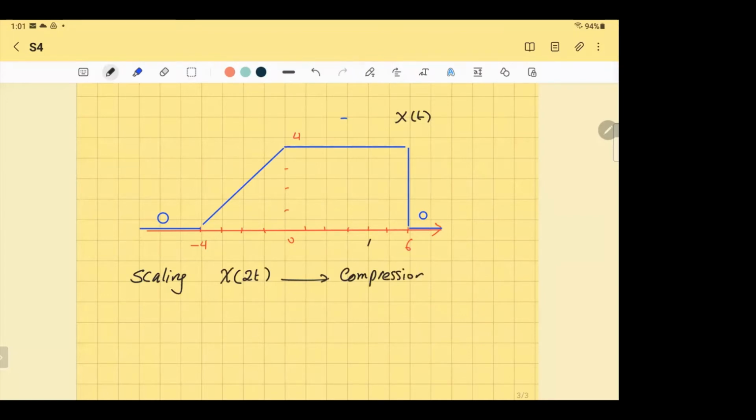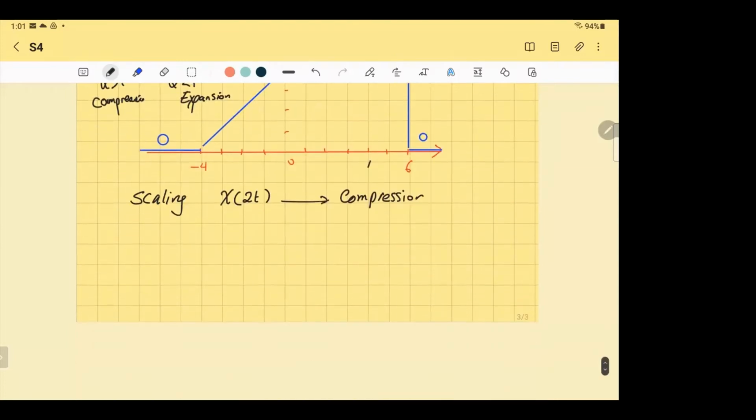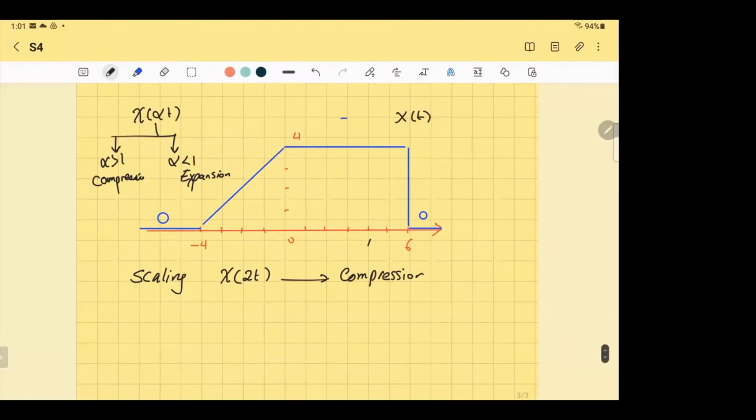Why? Because we said that x of alpha t, alpha has two choices: alpha greater than 1, alpha less than 1. Greater than 1 will make it compression. And less than 1 will make expansion or stretching. Let's do the first one, x of 2t. Alpha greater than 1 will make compression.